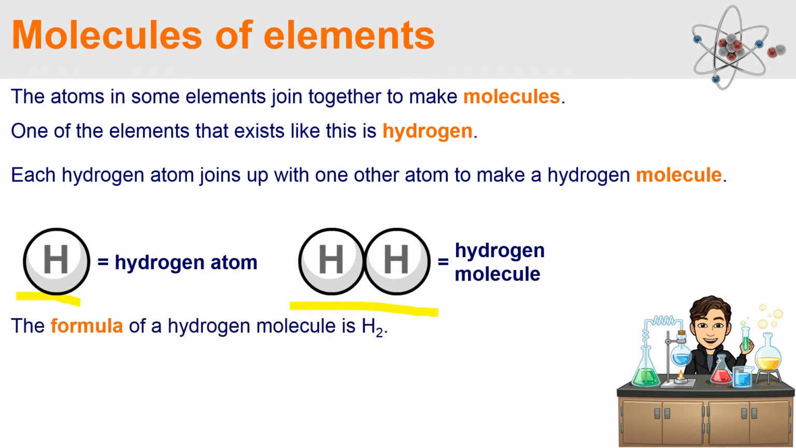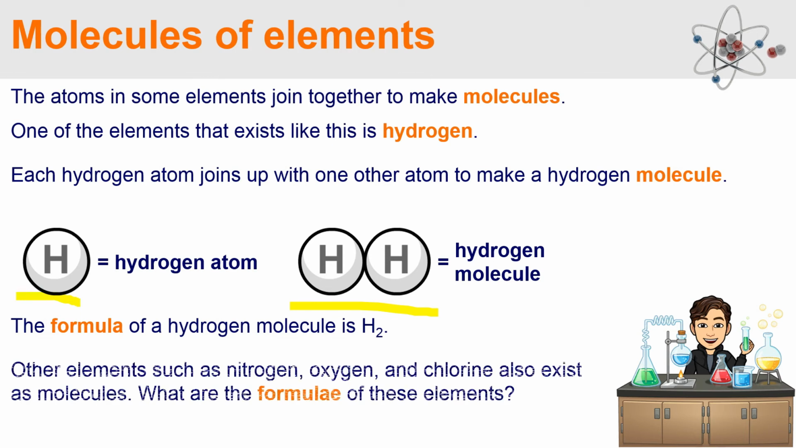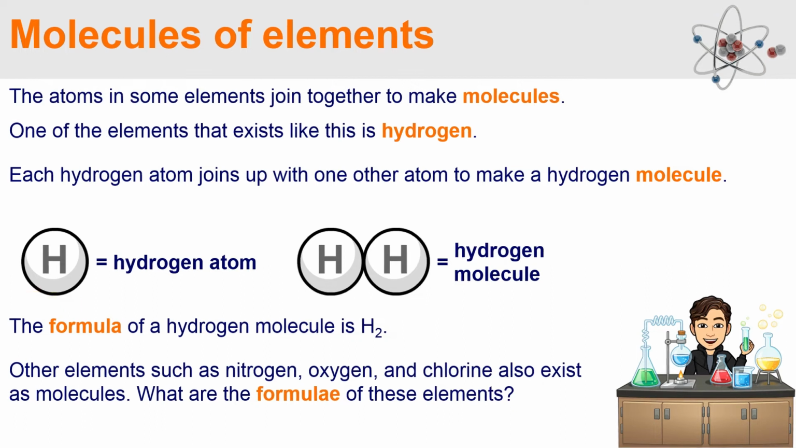Now, the formula for a hydrogen molecule is H2. Other elements such as nitrogen, oxygen, and chlorine also exist as molecules. And what do you think are the formulas for these elements? We are going to find it out later on.